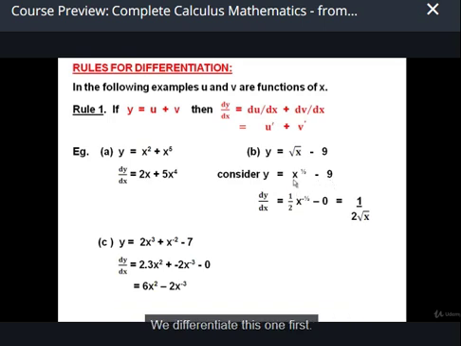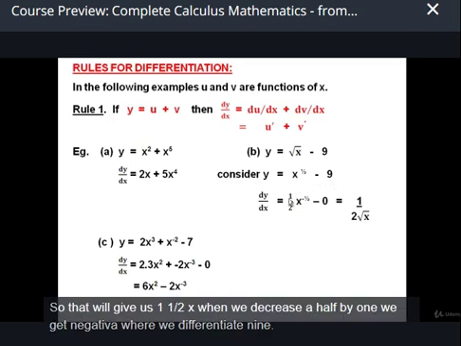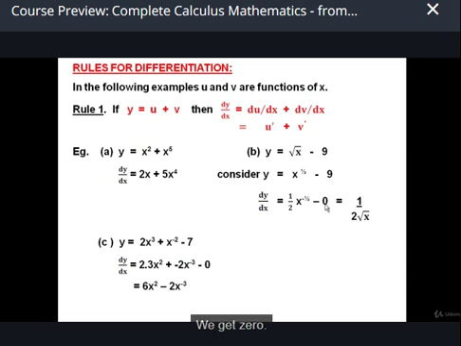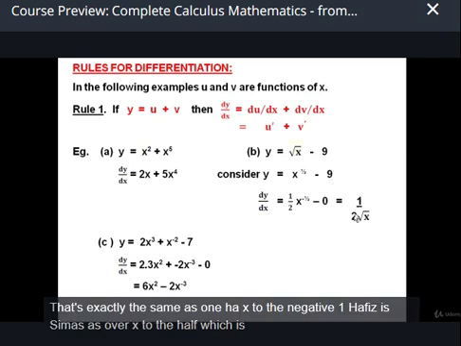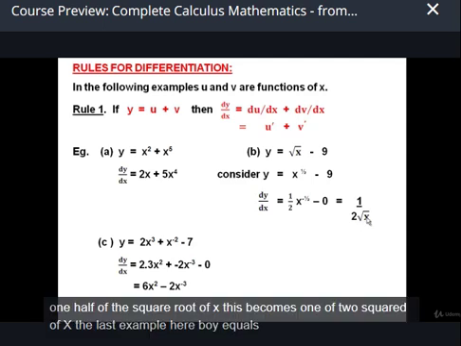We differentiate this one first, so that will give us 1/2 x to the negative 1/2. When we decrease a half by 1, we get negative a half. When we differentiate 9, we get 0. That's exactly the same as 1/2 x to the negative 1/2, which is the same as 1 over x to the half, which is 1 over the square root of x. So this becomes 1 over 2 square root of x.